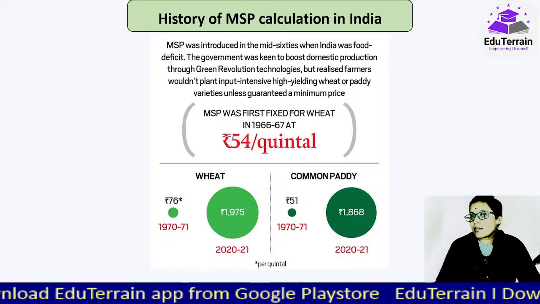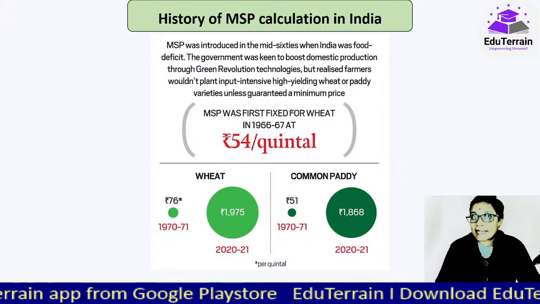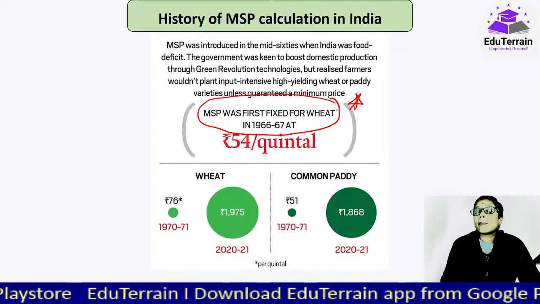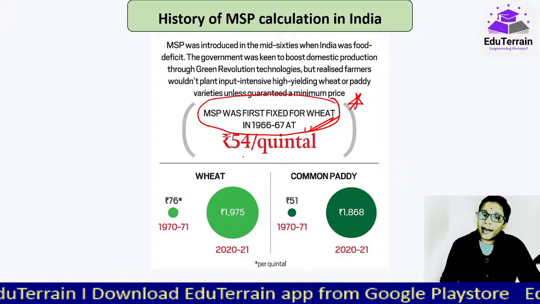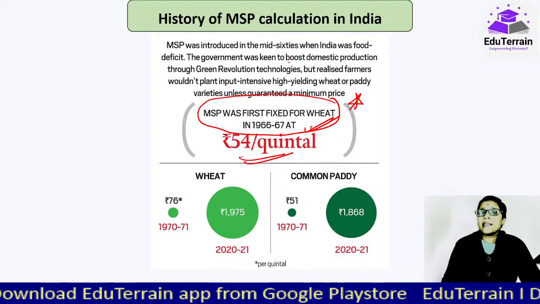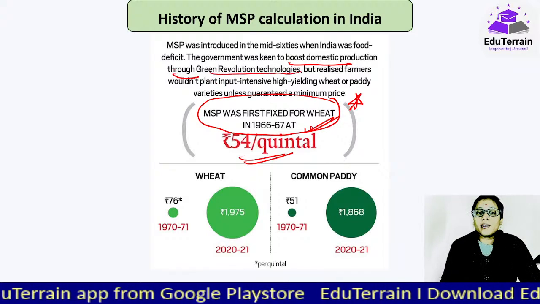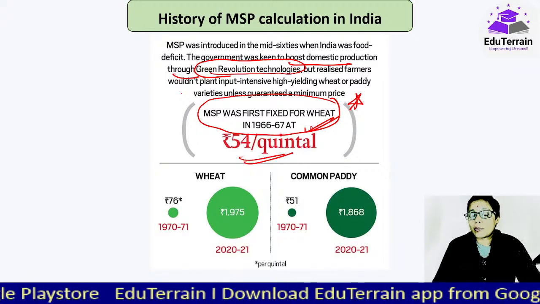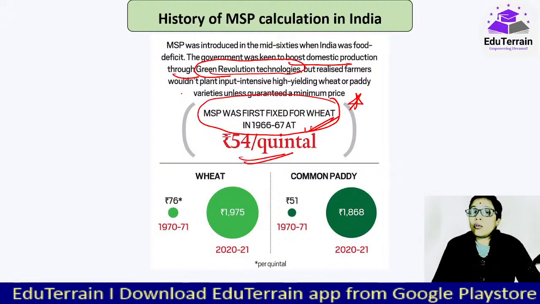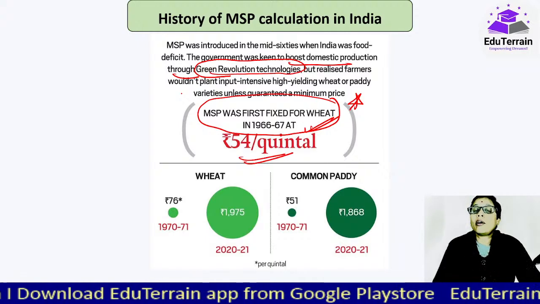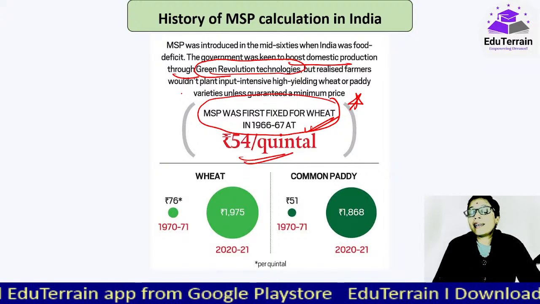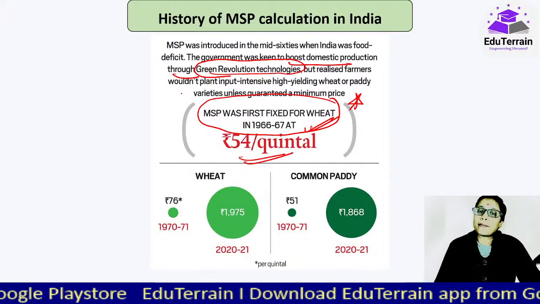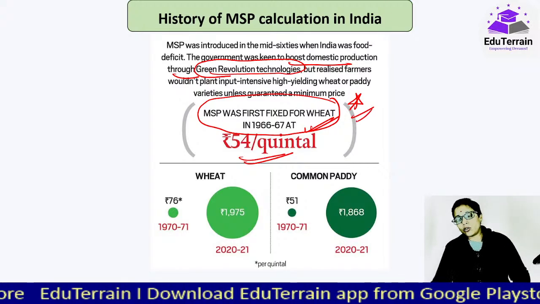Okay. Now what is the history? Just a couple of minutes back I told you that it was launched somewhere in the 1960s. So it was in 1966-67 for the first time MSP was fixed for wheat at 54 rupees per quintal, and this is to boost the domestic production through green revolution technologies, because during that time, when the glut was there in the market because of the green revolution aspects, the farmers were not showing interest after that. Okay, though we have put in a lot of efforts and we have come up with so much production, still we couldn't realize that price, we couldn't get that income or the profits that we are supposed to. So then came the government to their rescue and came up with this MSP, and after that slowly this has been attributed to various other crops as well.